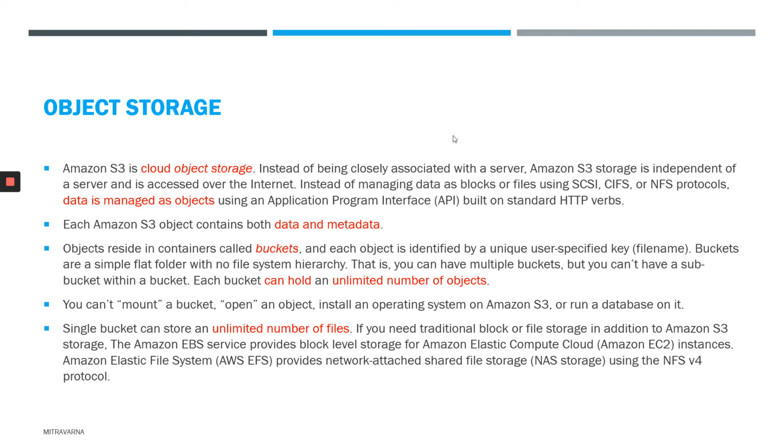And you can't mount a bucket, open an object, install an operating system on Amazon S3, or run a database on it. As I mentioned in the previous slide, a single bucket can store an unlimited number of files. If you need traditional block storage in addition to Amazon S3 storage, the Amazon EBS service provides block-level storage for Amazon Elastic Compute Cloud instances.